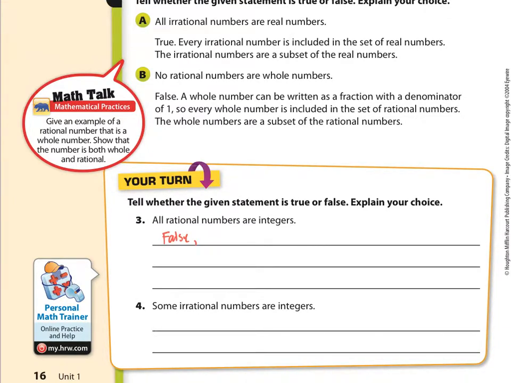And we want to explain this. So some rational numbers are integers. So think of a rational number that is an integer and think of one that isn't. So something like 1/2 is not an integer, but it is rational.